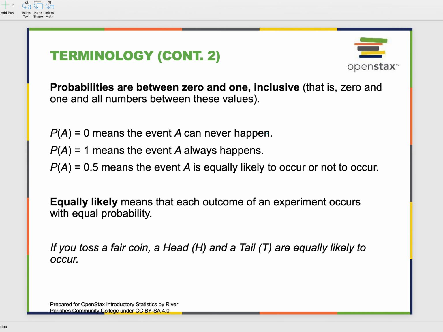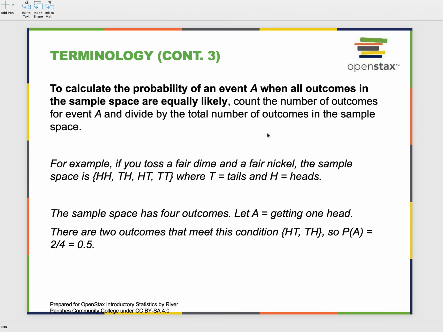Okay. So flipping a coin is an equally likely occurrence. To calculate the probability of an event when all outcomes in the space are equally likely, you count the number of possible outcomes that fit your event A, and divide by the total number of possible outcomes in the sample space.